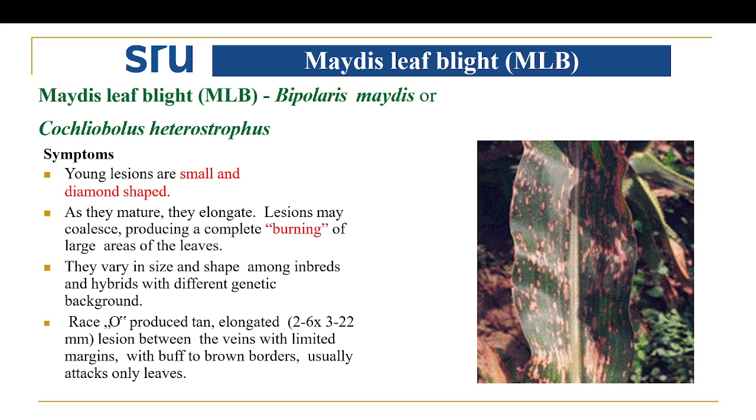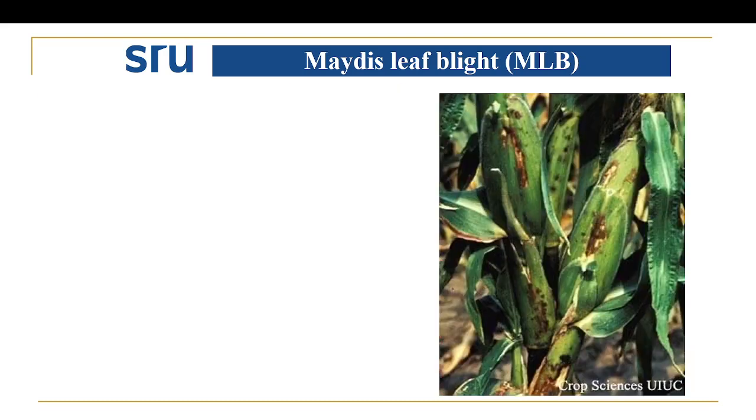They vary in size and shape among the inbreds and hybrids with different genetic backgrounds. Race O of this fungus produces tan elongated lesions between the veins with limited margin, with a buff to brown border, and usually attacks only leaves. So this is the picture representing the Maydis leaf blight caused by Bipolaris or Cochliobolus.